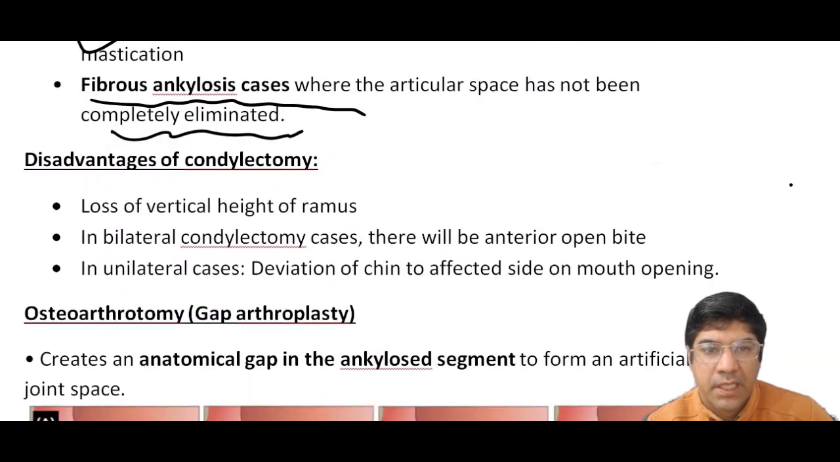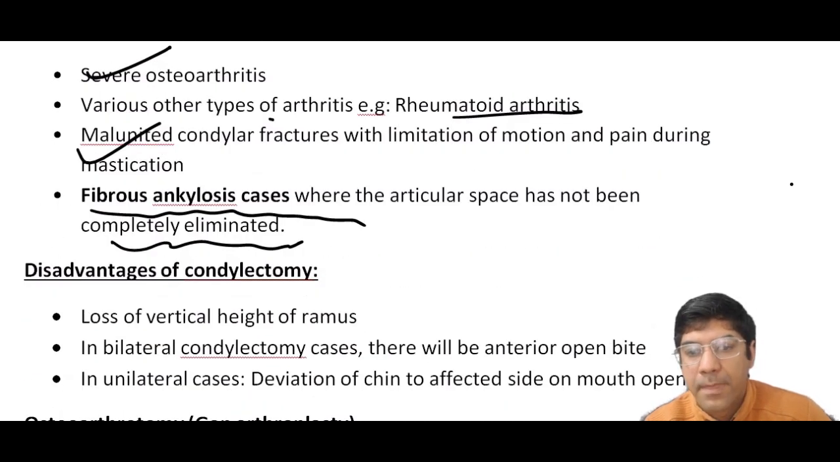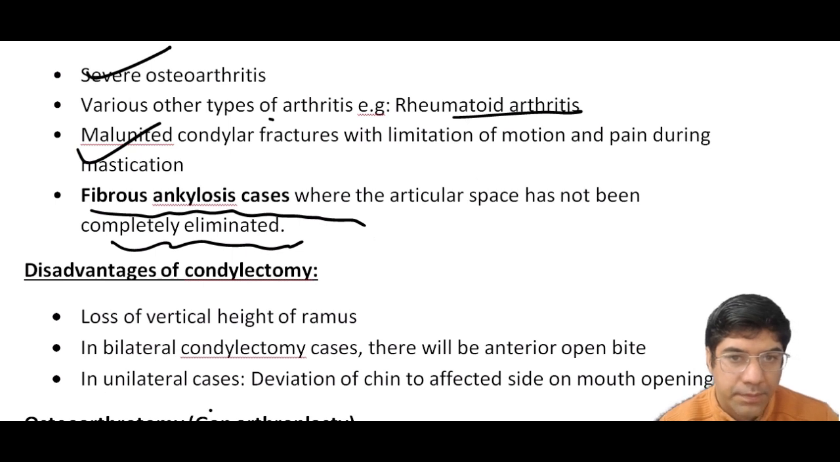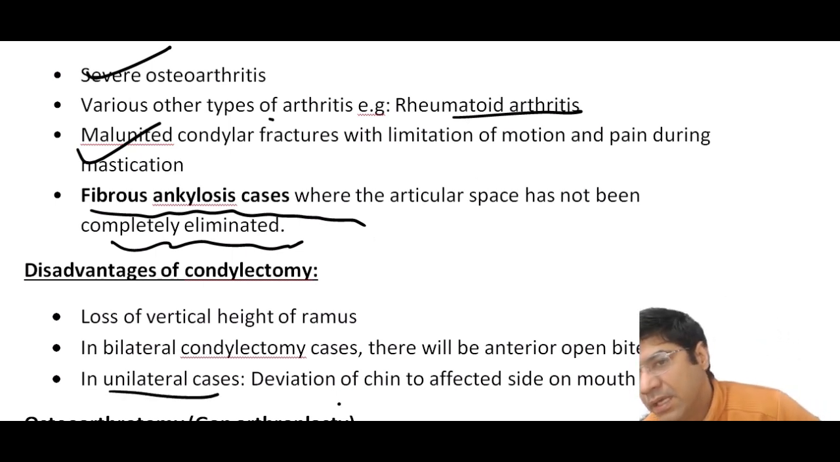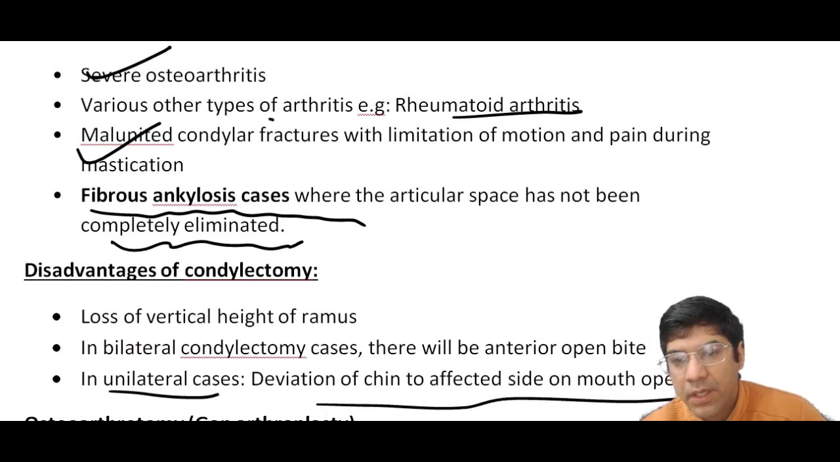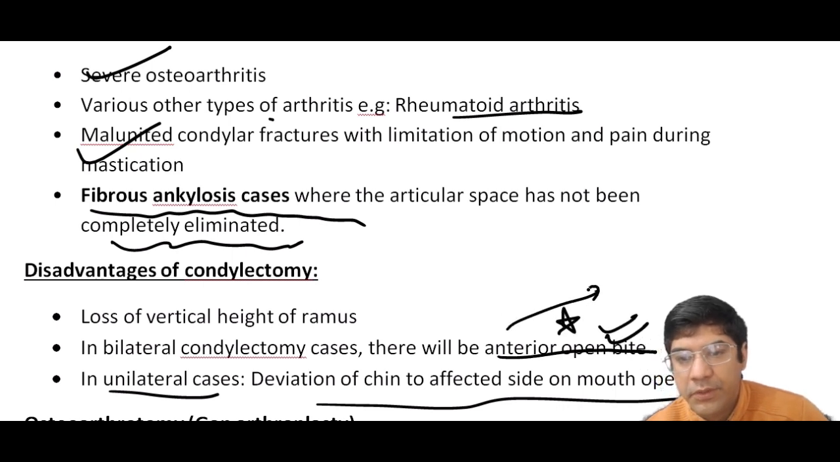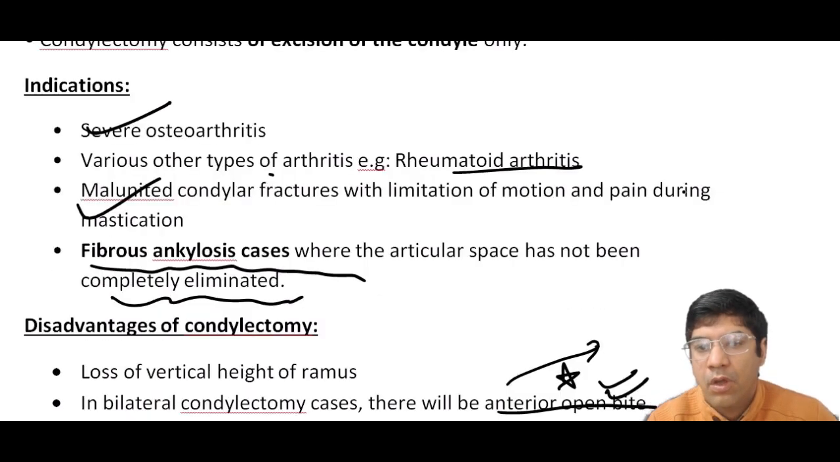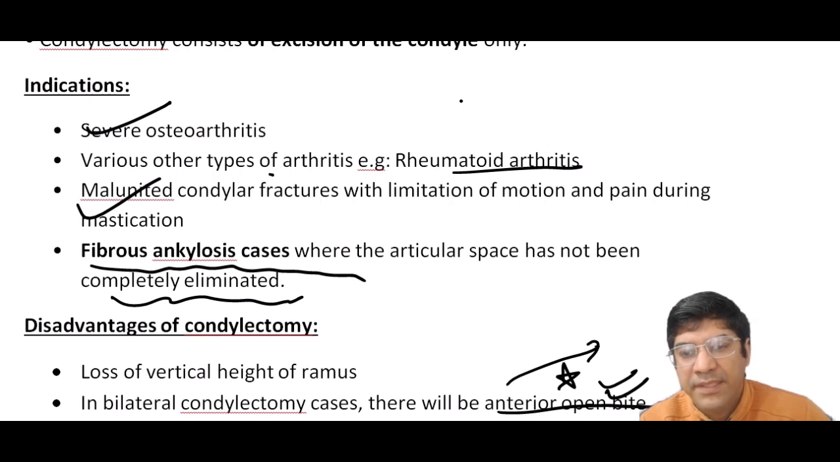What are the post-surgical effects? It may cause the jaw to deviate towards the operated side upon opening of the mouth. In case of unilateral surgery, there is deviation of the chin to the affected side on mouth opening. It could also lead to anterior open bite, which occurs due to the loss in height of the vertical ramus. After mobilizing the fused joint through condylectomy, reshaping is done using arthroplasty techniques.